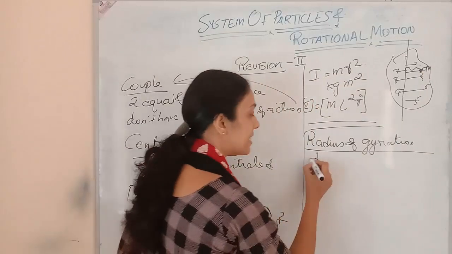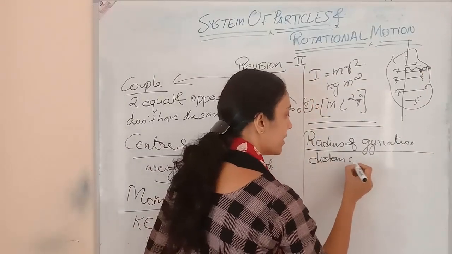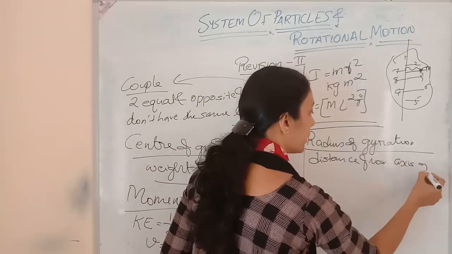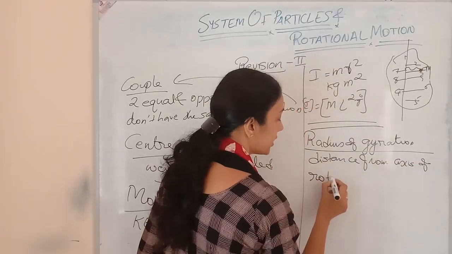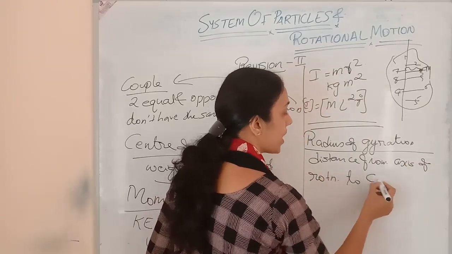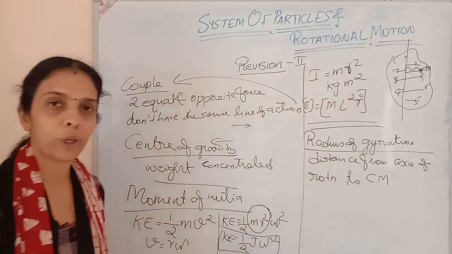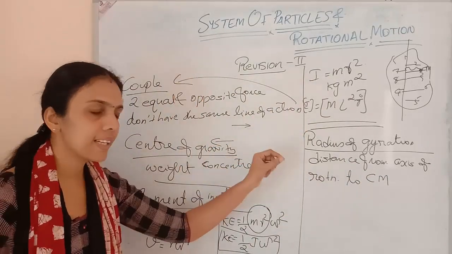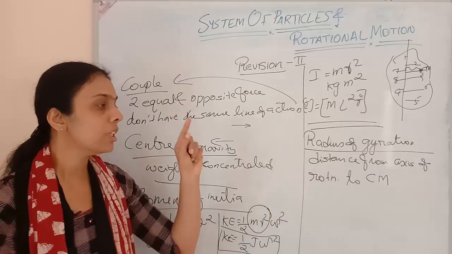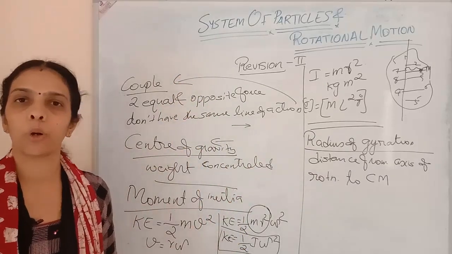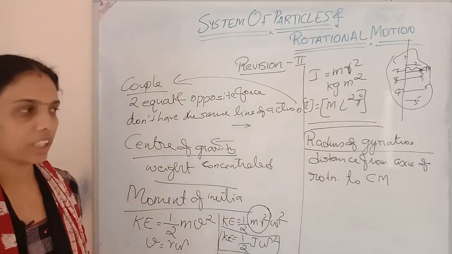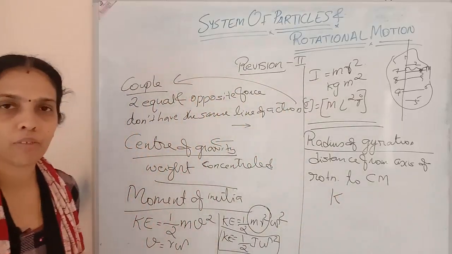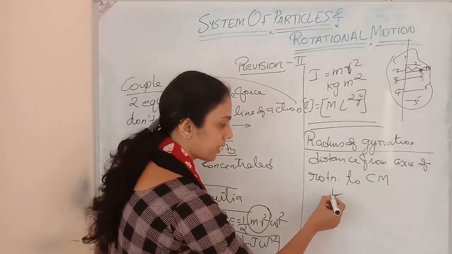It is the distance from the axis of rotation to the center of mass of the rigid body. That is called a radius of gyration. It is represented by the symbol K. K is the symbol for radius of gyration.